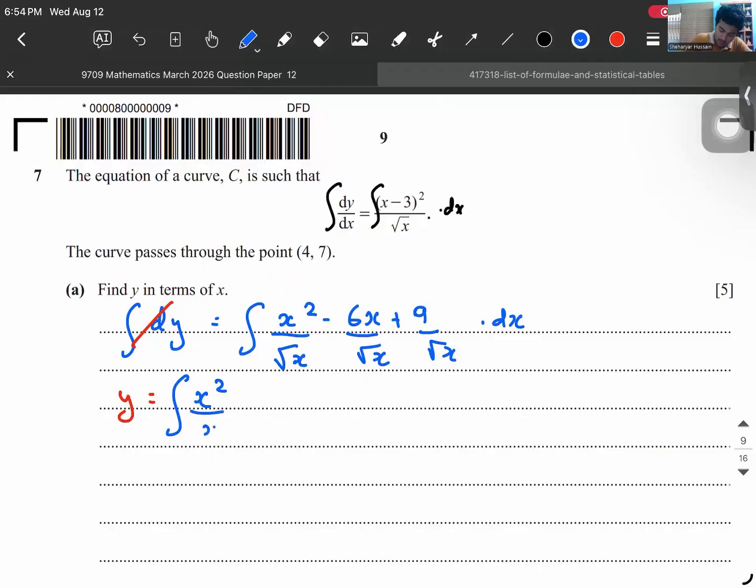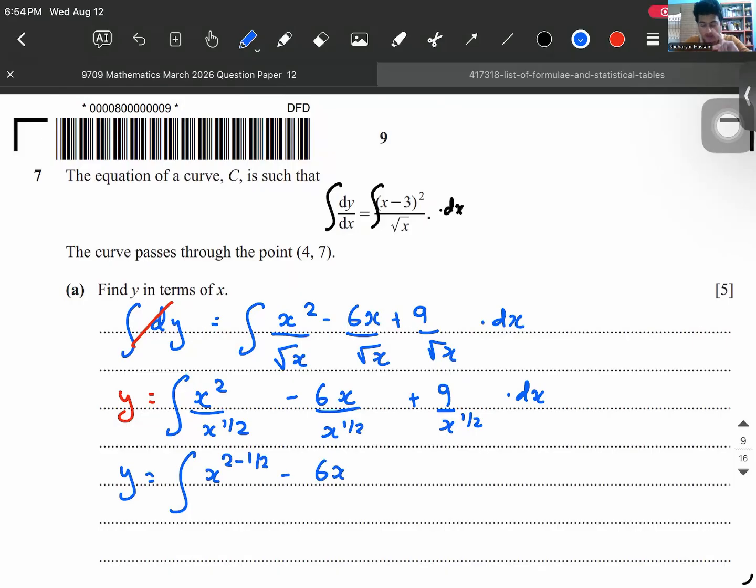As we all know, x under root is just x to the power of half. So 6x upon x to the power of half plus 9 upon x to the power of half. Solving this further, the powers that we get are 2 minus half, right? Because the indices rule is that if two indices are being divided, their powers get subtracted from each other. If you want to use official terms, so x to the power of negative half dx.